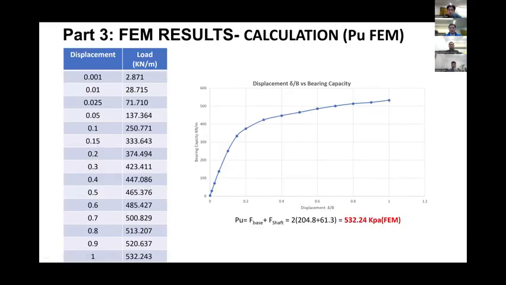So as we talked in the previous slides, the P base and the P shaft are gathered together, and adding them all up, we need to multiply them by 2 to simulate the actual case, because we are only taking halfway of the sample. So the total PU is calculated as 533 kilopascal at different displacements, and the bearing capacity and the displacement are shown on this graph.